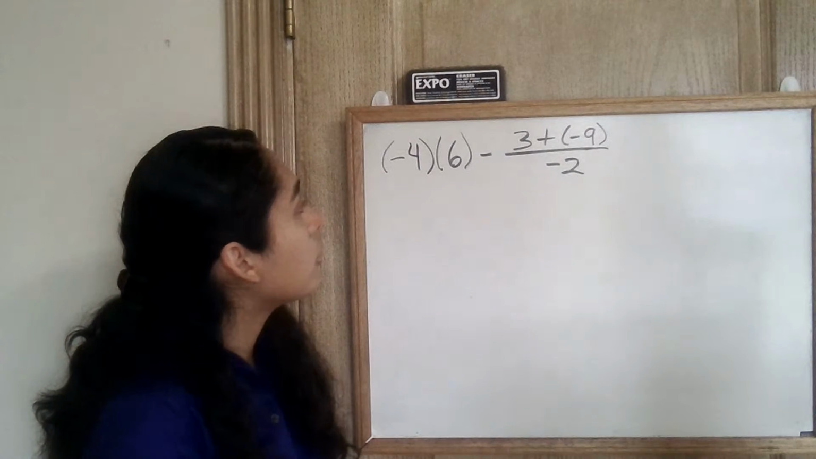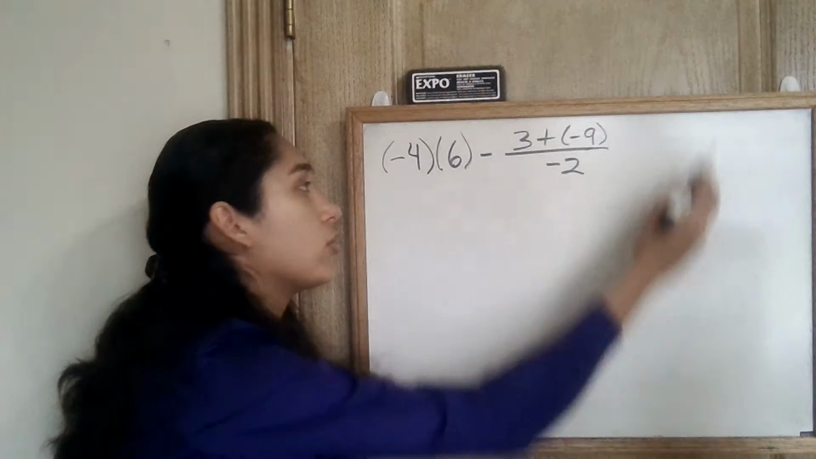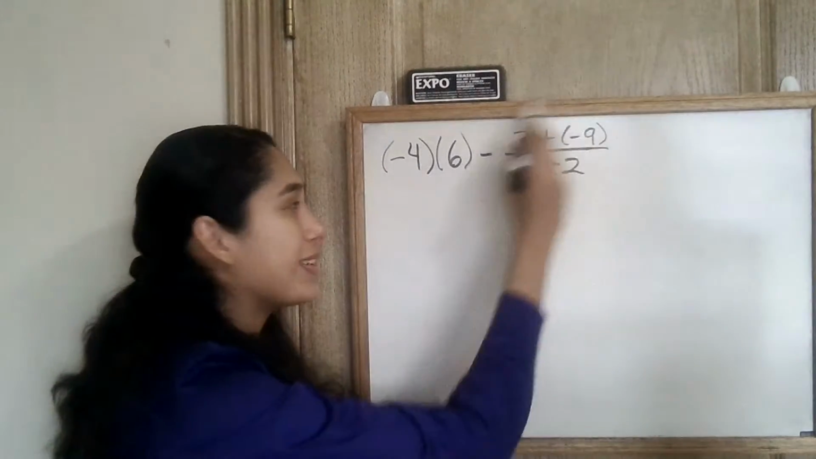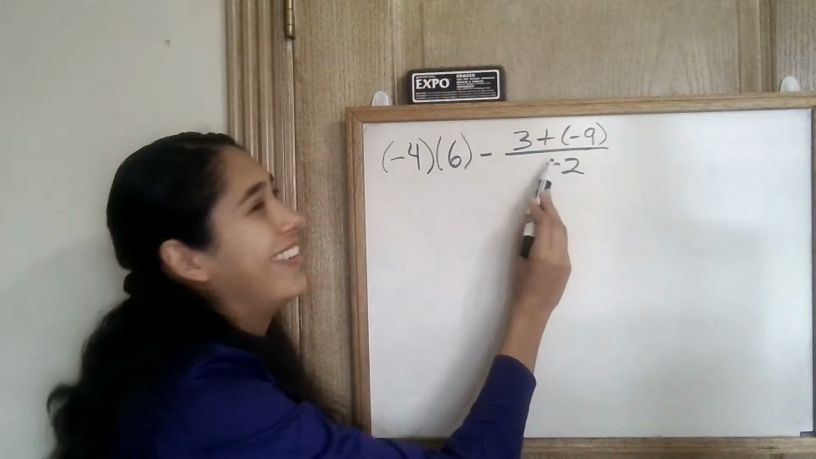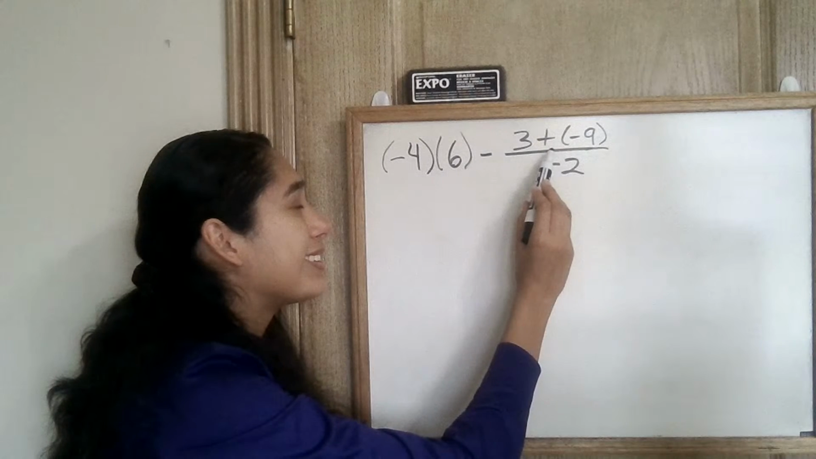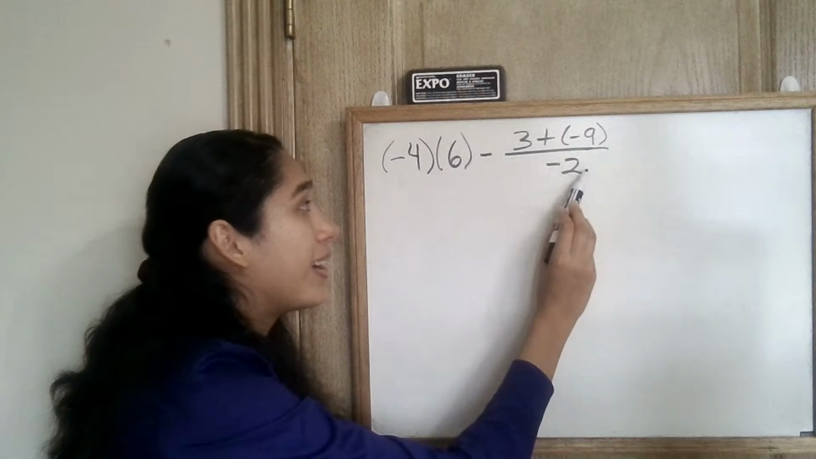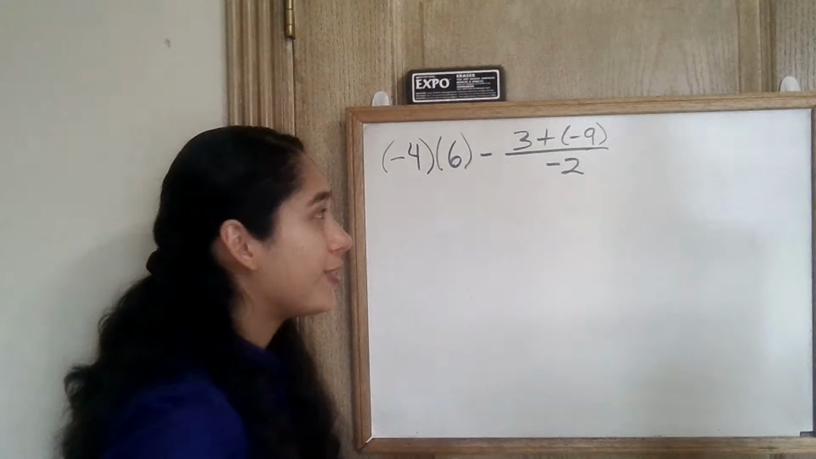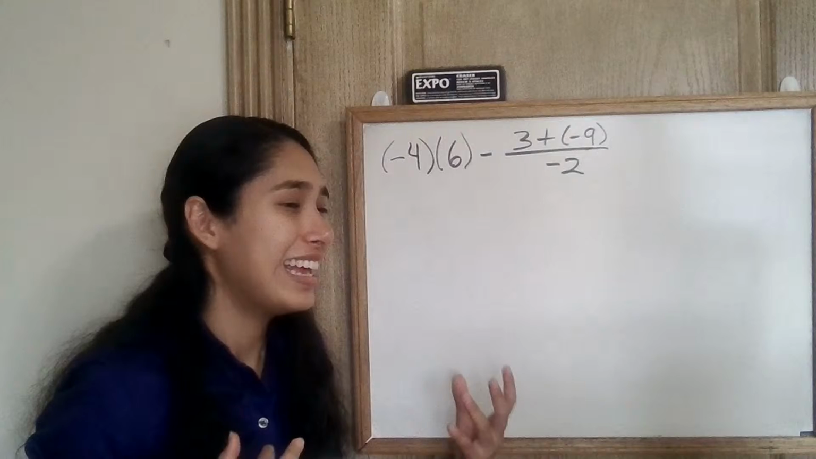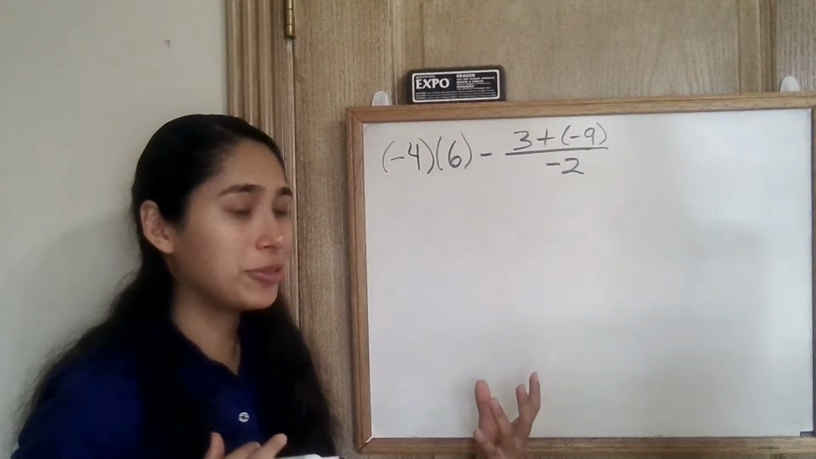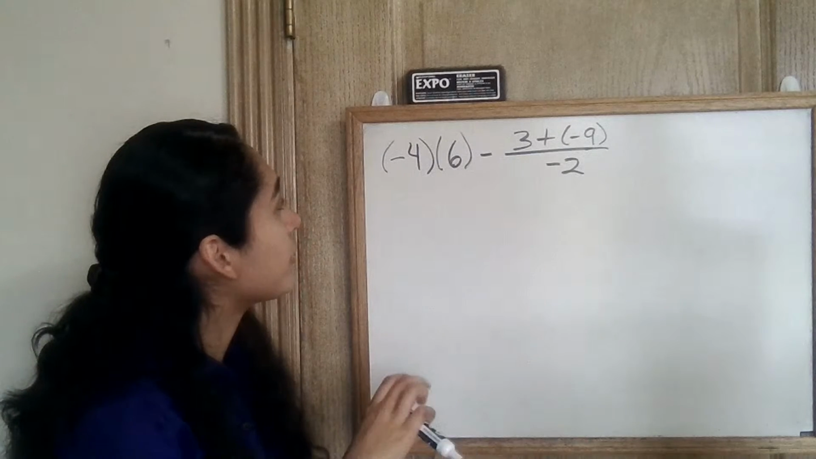We have -4 times 6, and then we're subtracting the quotient, remember division, we call this quotient, of the sum of 3 plus -9 divided by -2. You don't have to remember the terminology that I wrote this in, especially since I believe the captions might get a little messed up. I might have to go in and edit the closed captioning on this video.